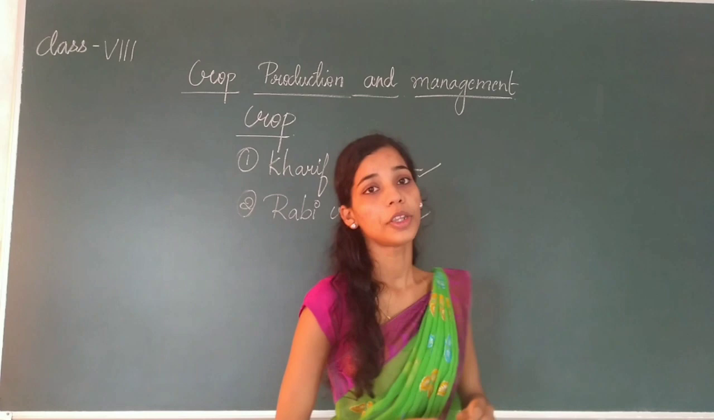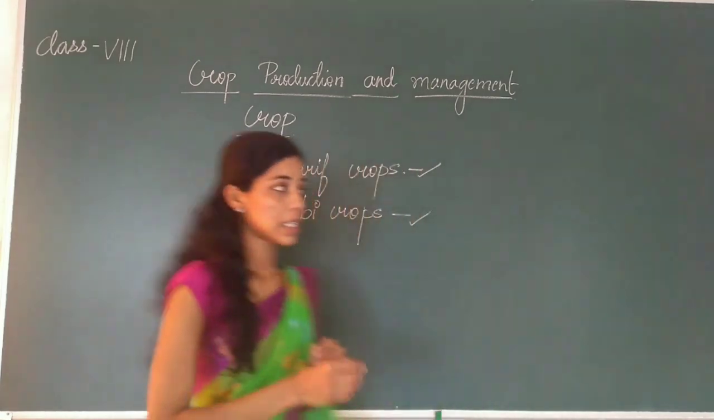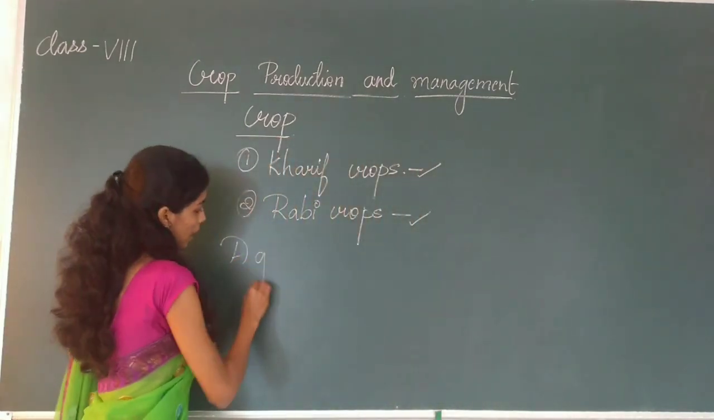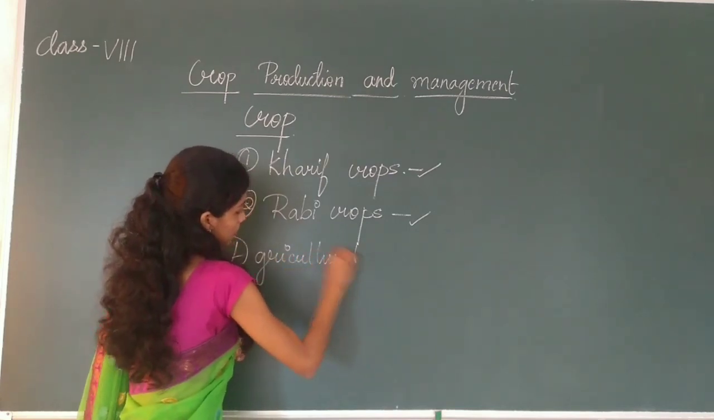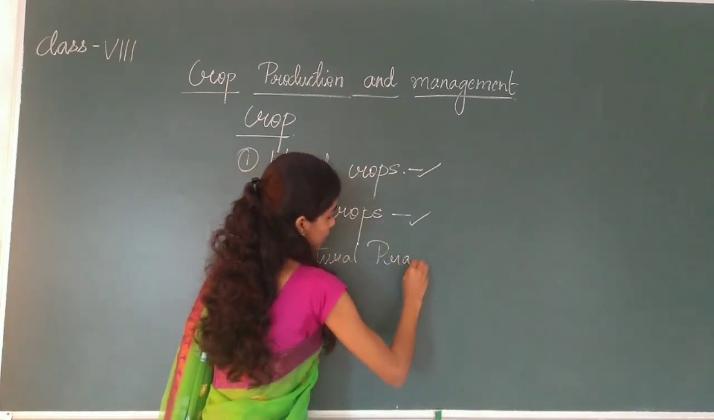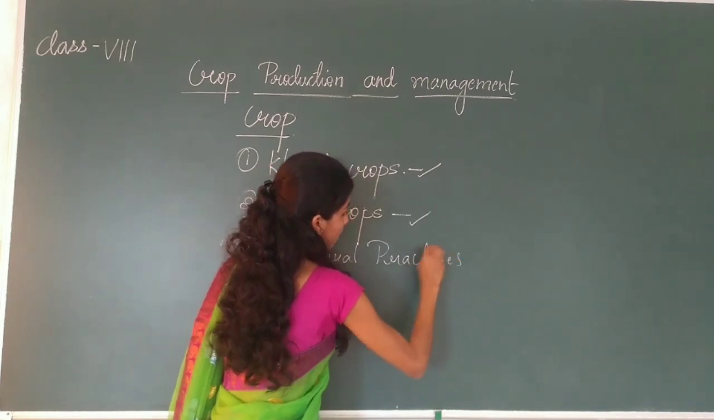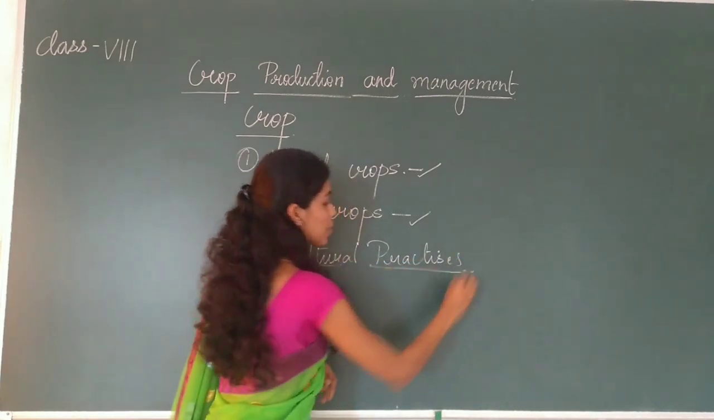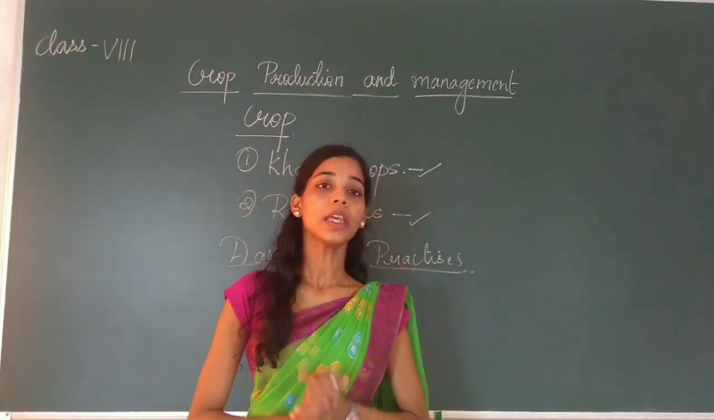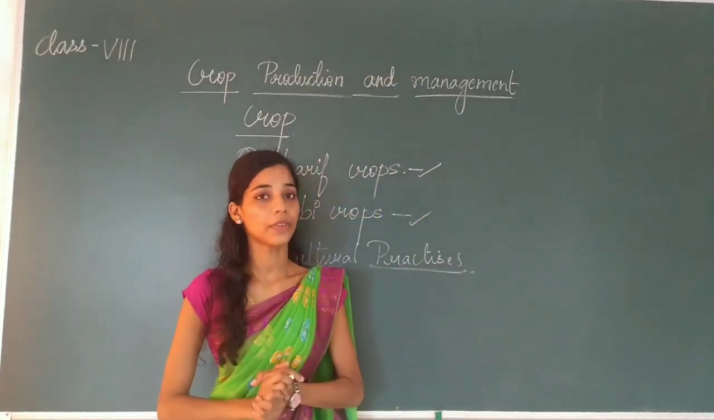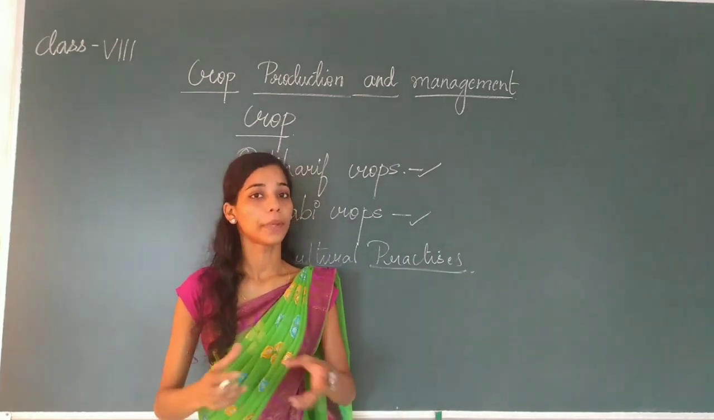Now next we will move on to the agricultural practices. What is this agricultural practices? See, production of a crop is not an easy process. It requires a lot of activities done by the farmer over a period of time.